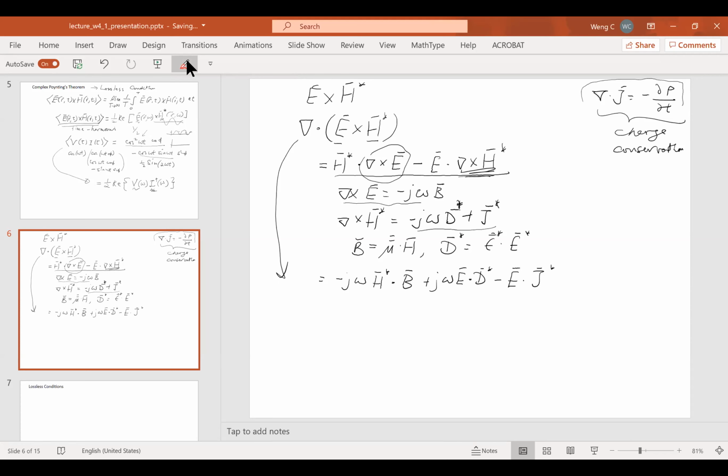I substitute in curl of H star with this expression. Then this term just becomes two terms. The first term is E dot with this term, which gives me this term. And then the second term is E dot with curl of H, which is this term, which gives me this term. Can everybody see the right-hand side? Okay, can everybody see that?